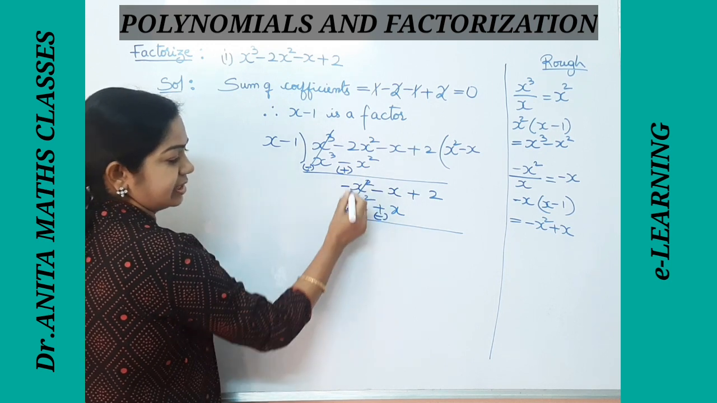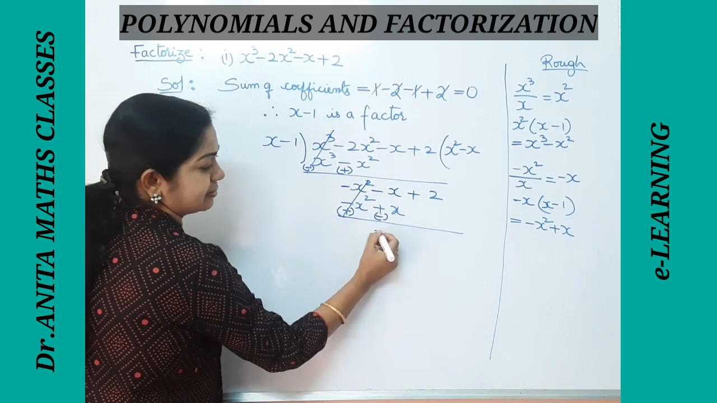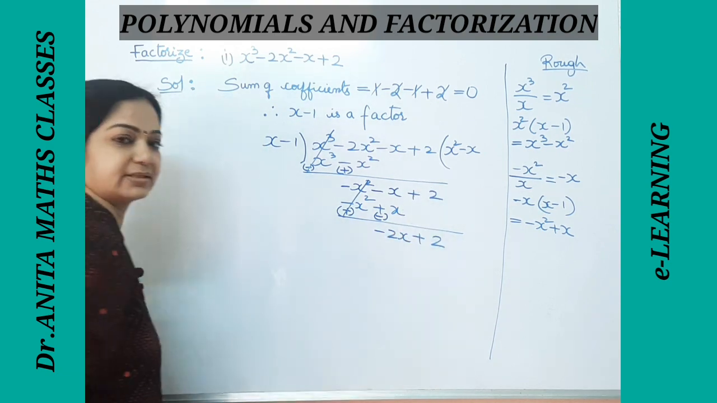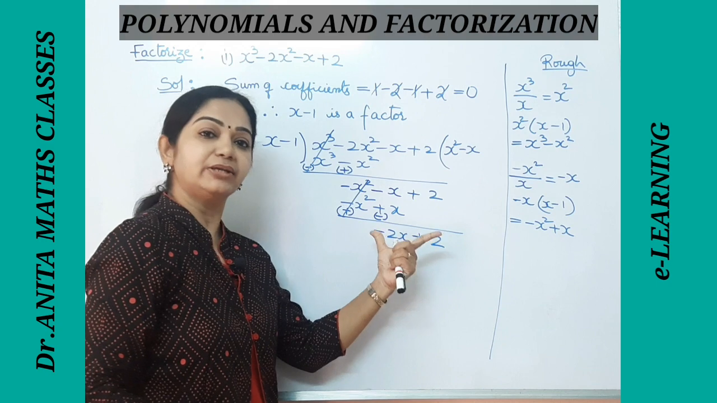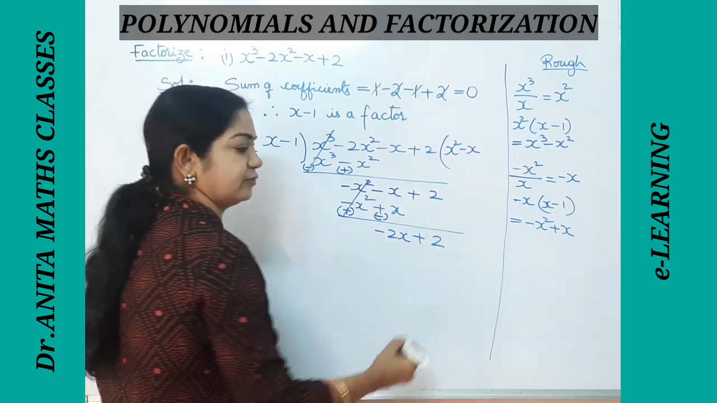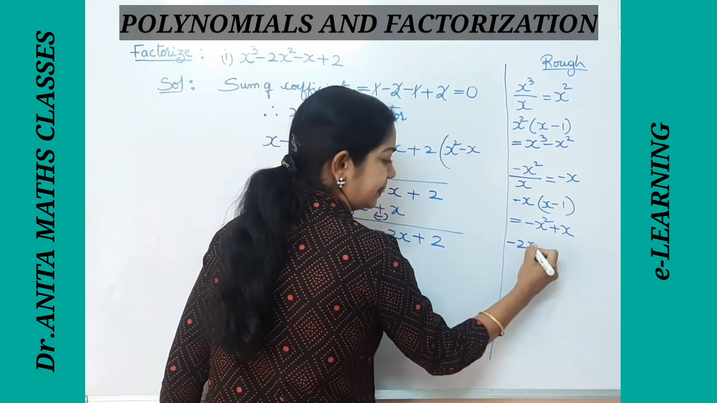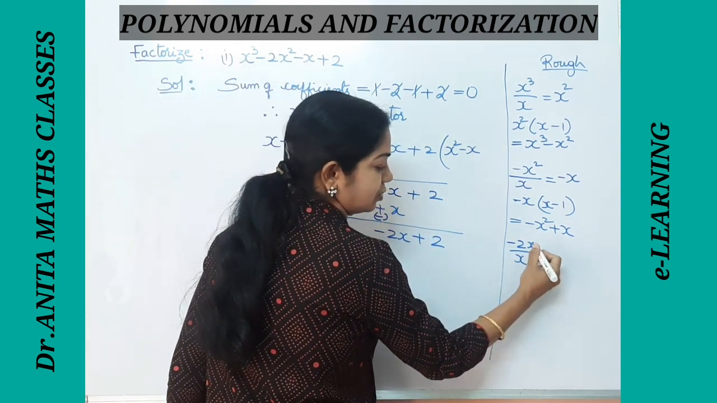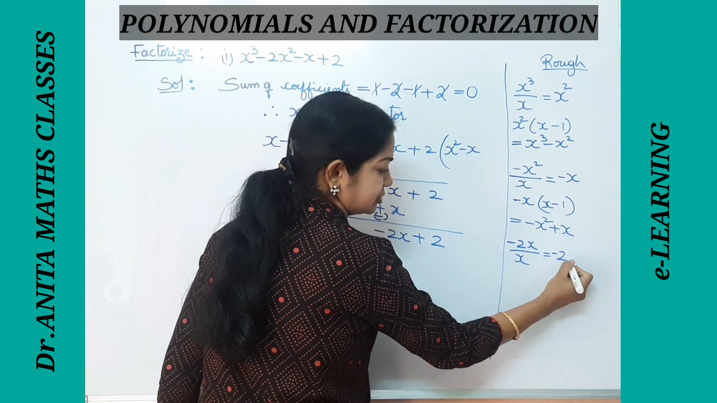If you are changing the signs, this goes off, and minus minus comes to minus 2x plus 2. Drop the next term. Now this becomes our new dividend. Now take the first term of the dividend and divide it with the first term of the divisor. So x goes off, so minus 2 here.